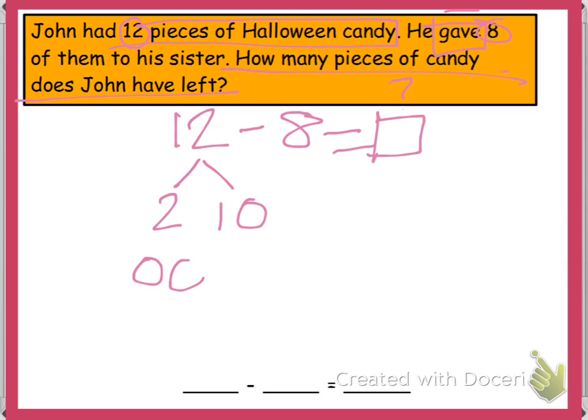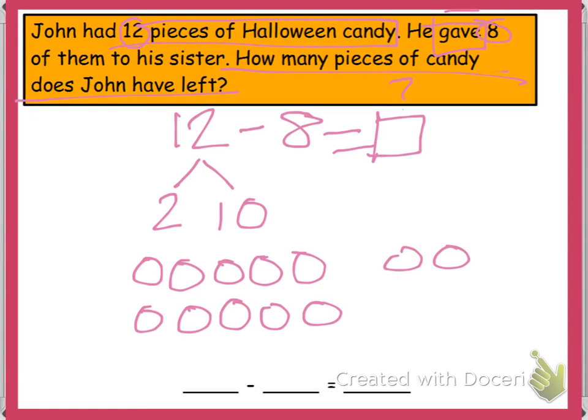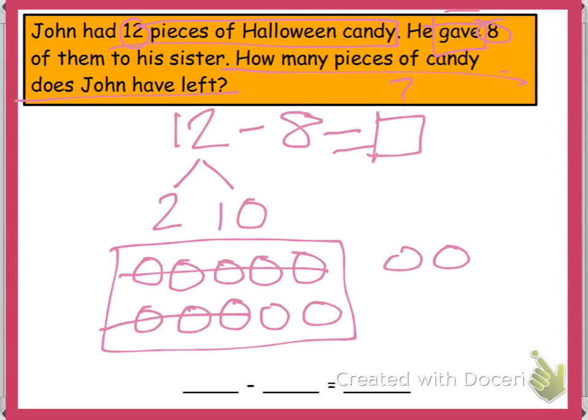Now we're going to draw these parts. We're going to draw 10. And we're going to draw 2. We're going to box in 10. Now we're going to take 8 away from 10. So I'm going to cross out 8 away from 10.